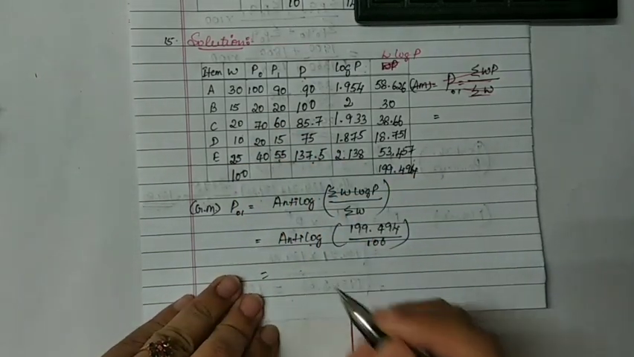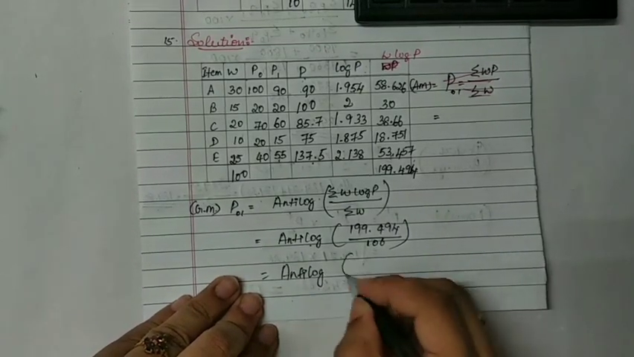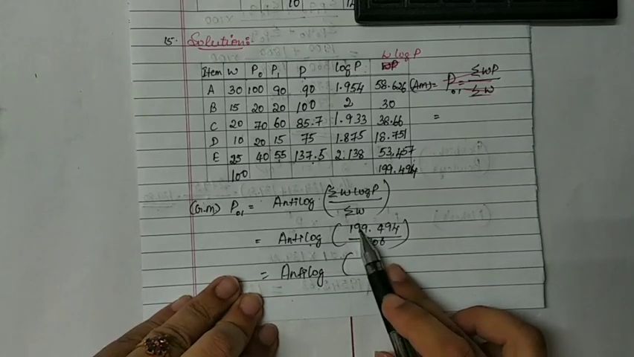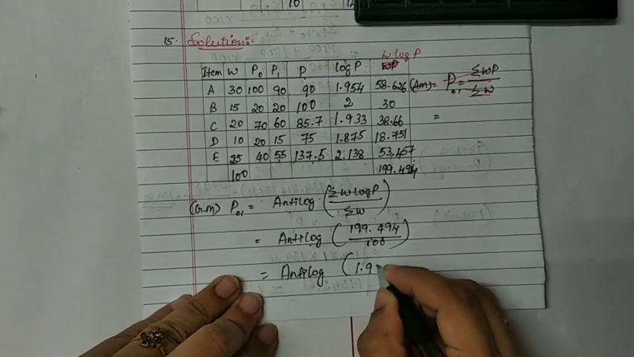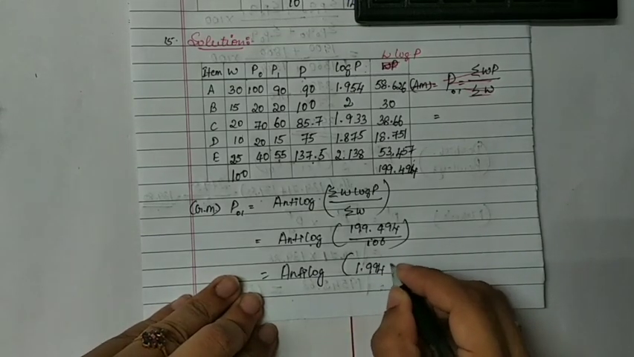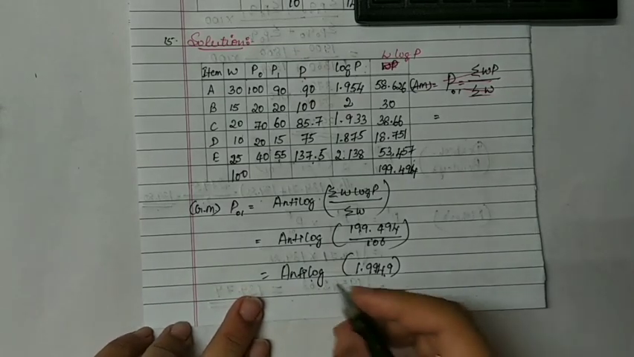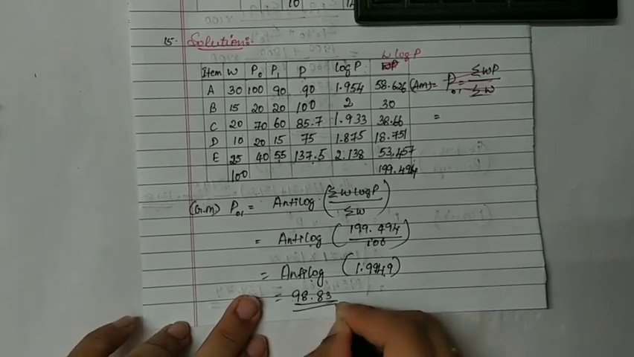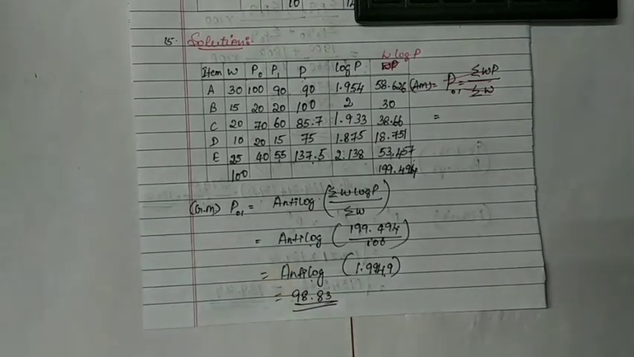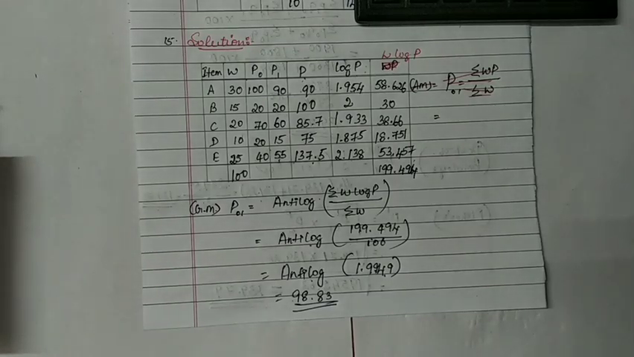So now antilog of 199.494 divided by 100 is 1.9949. Antilog of 1.9949 is 98.83. So that's it with the calculation of weighted average of relatives based on geometric mean.